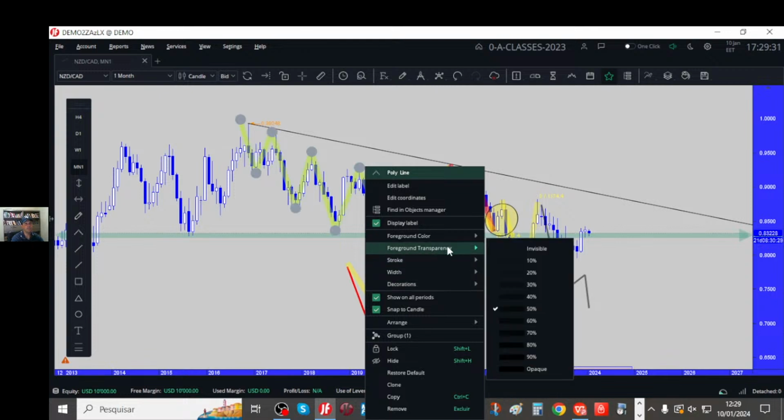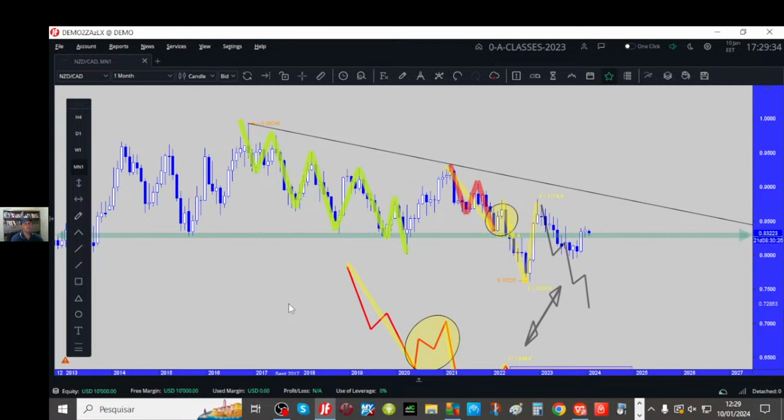Type in the chat, yes, I can see it, or type in the chat, no, I cannot see it.